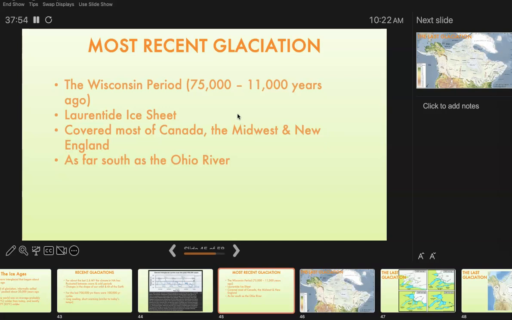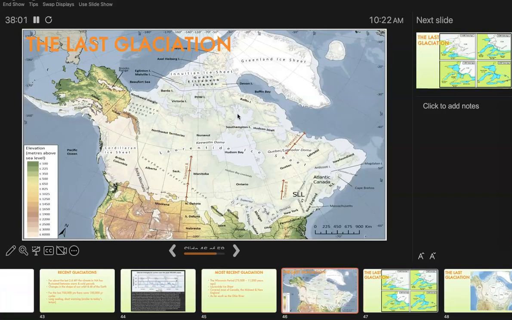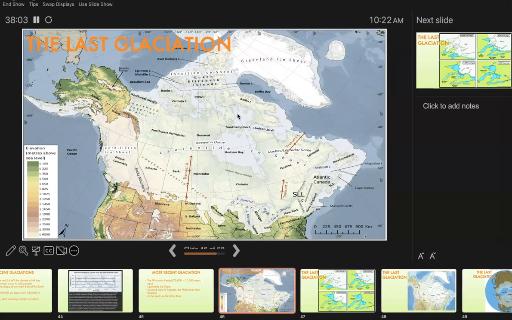It covered most of Canada, the Midwest, and New England. It went as far south as the Ohio River. Here it is. Again, it takes time for that to grow. So it wasn't just, poof, there's a glacier all the way down here to southern Ohio. That had to grow.